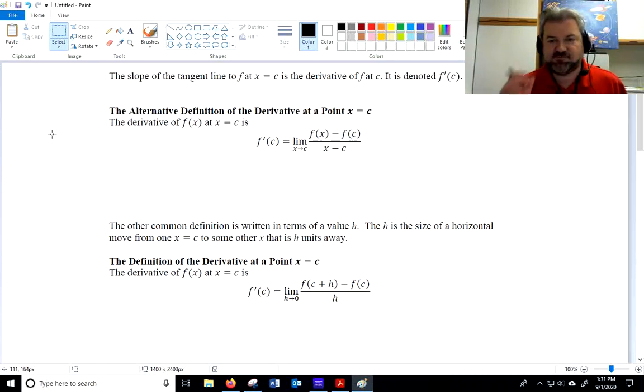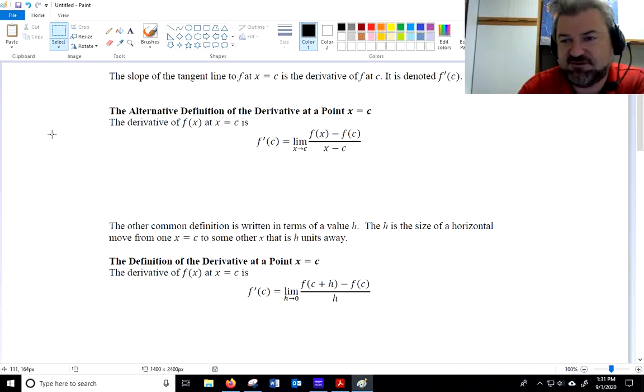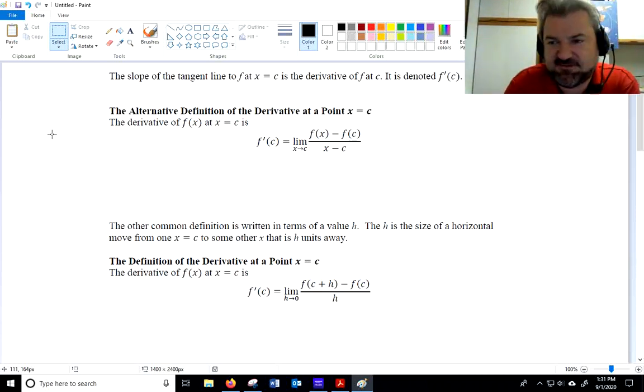All right, so the slope of a tangent line to f at x equals c is the derivative of f at c. It is denoted f prime at c, as well as those other notations I said, but let's stick with just f prime at c right now. The alternative definition of the derivative at a point x equals c: the derivative of f of x at x equals c is f prime of c equals the limit as x approaches c of f of x minus f of c over x minus c. That is the formula that we just came up with. Hopefully you came up with it with me.